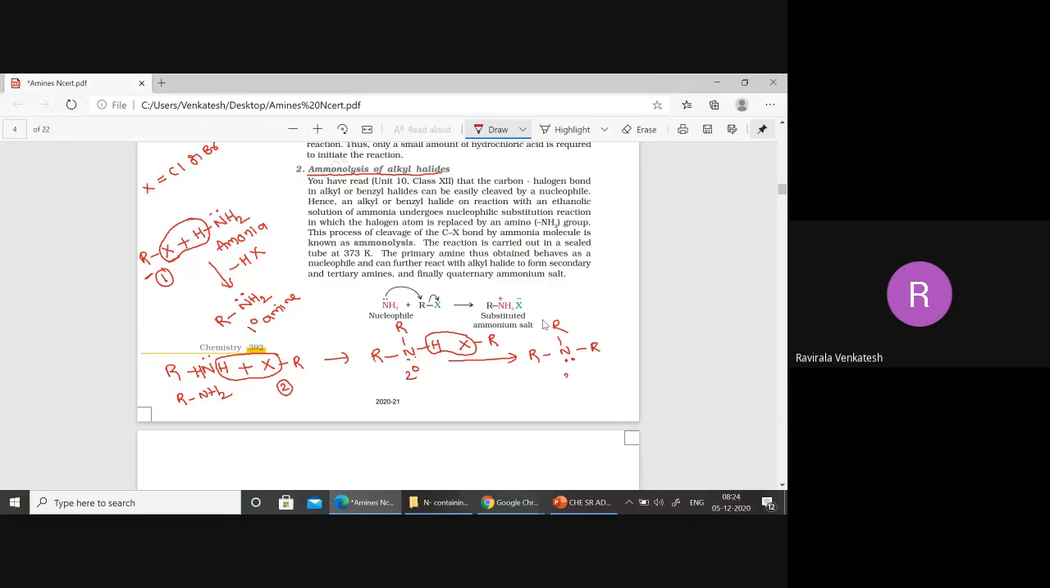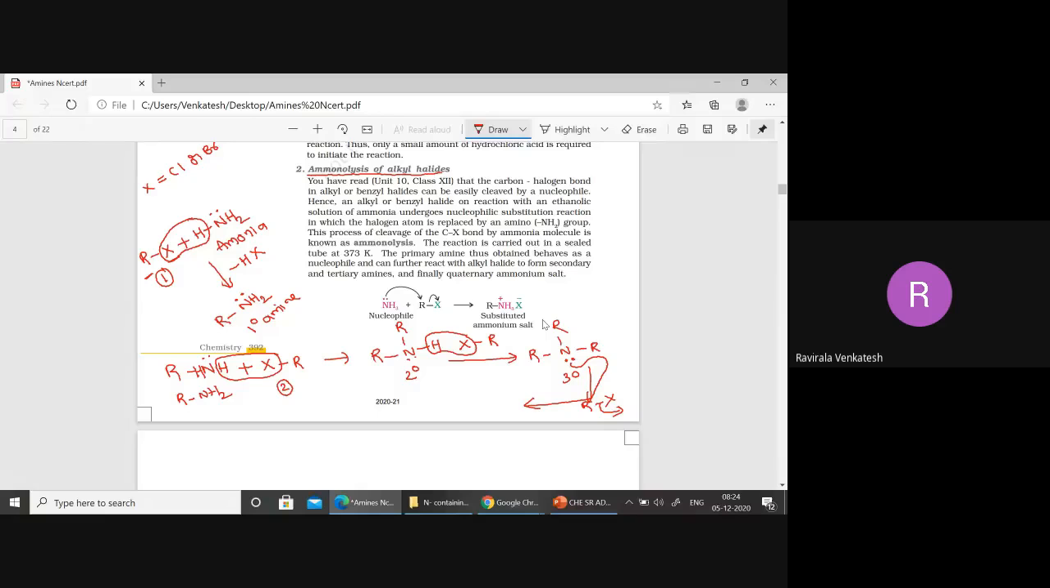Now this is called a tertiary amine. If you do one more, lastly, finally, RX, you are adding here. Here there is no hydrogen. Even though there is no hydrogen, what happens here? This lone pair will be given to the alkyl group. X minus will be removed.